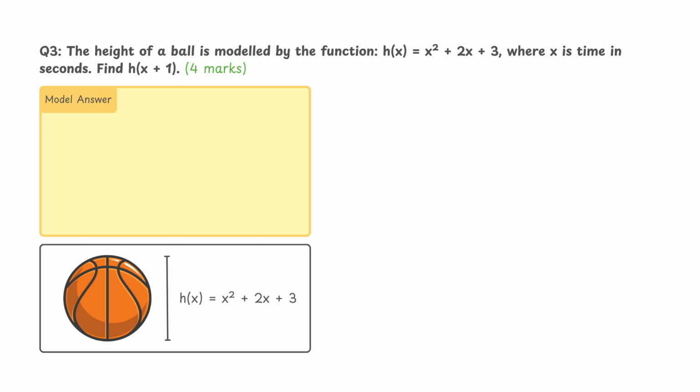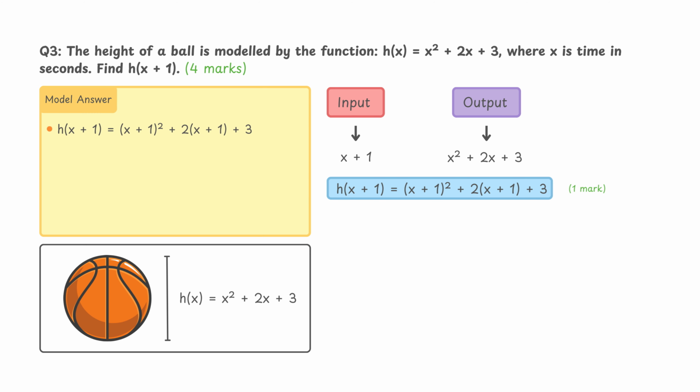So just like the previous question, we are not substituting a number. We are substituting an expression, x plus 1. This means everywhere we see x, we replace it with open bracket x plus 1 close bracket. Let's write that carefully. H of x plus 1 equals open bracket x plus 1 close bracket squared plus 2 multiplied by open bracket x plus 1 close bracket plus 3.